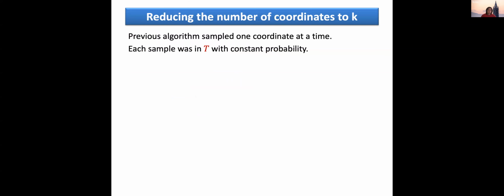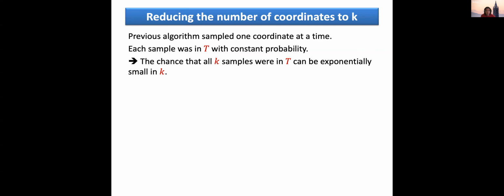Okay, so now we're arriving at our main result, which is the sub-exponential query algorithm. And it's going to look remarkably similar to what we've already seen, which is why we talked about the previous algorithm first. The previous algorithm sampled just one coordinate at a time. Each sample was in T with some constant probability. The chance that all K samples fell in T, if we did this, was exponentially small in K. So immediately, this does give an exponential query algorithm.